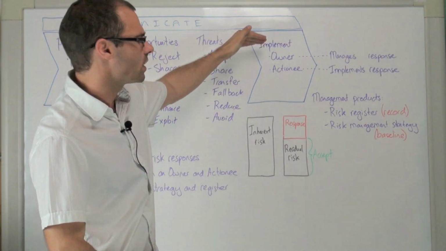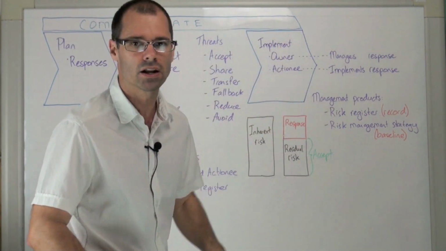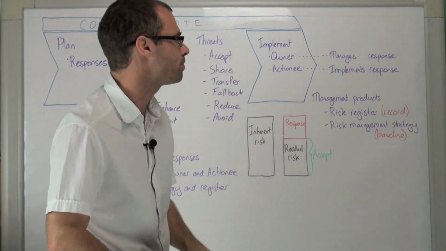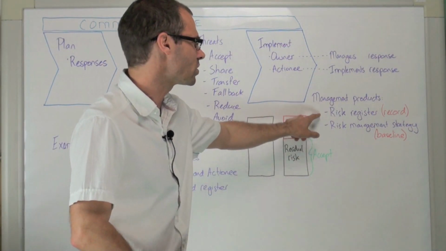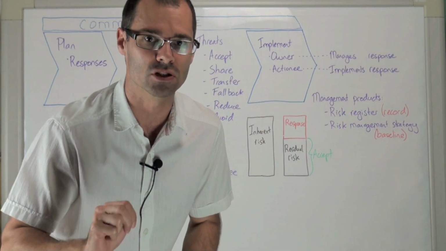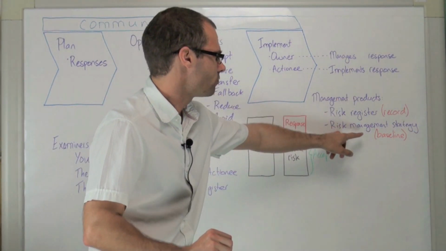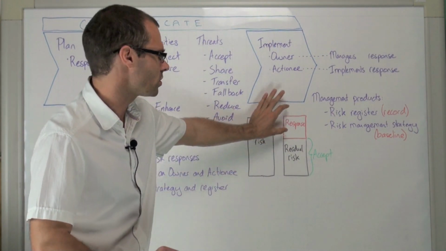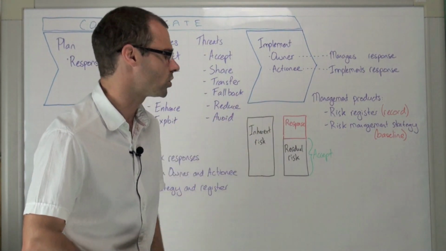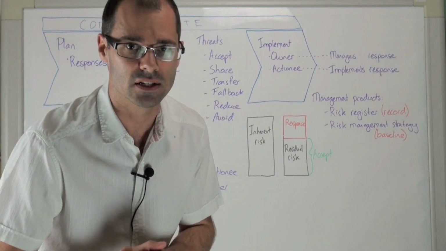Now, an implementing step, you've got the owner who manages the response, you've got the actionee who implements the response. Now, remember, the two management products you've got to remember are the risk register and the risk management strategy. Risk register is a record, strategy is a baseline product. When you have an inherent risk, a response to an inherent risk leaves a residual risk. Finally, with a threat, that's accepted.